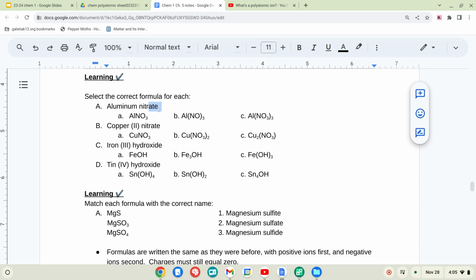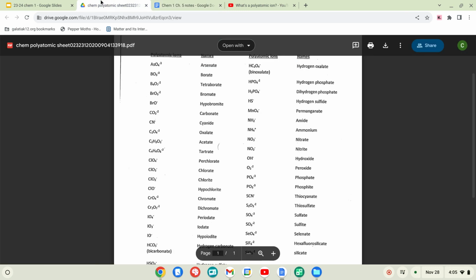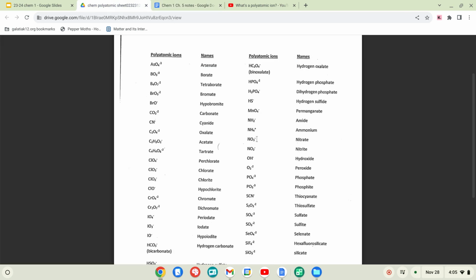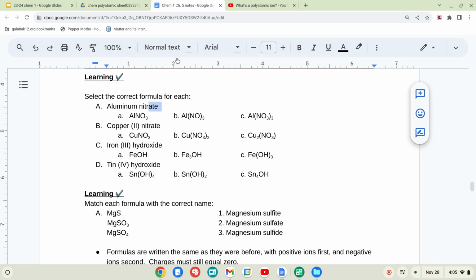So aluminum nitrate, aluminum is a +3. If you look at your special sheet, nitrate is a -1. So I'm going to find nitrate right here. It's NO3 with a negative sign, so it is a -1. So I'm crisscrossing again. That 1 will go to aluminum, and aluminum's +3 will go to the nitrate. So it is going to be, I about picked the wrong one. It's going to be C.